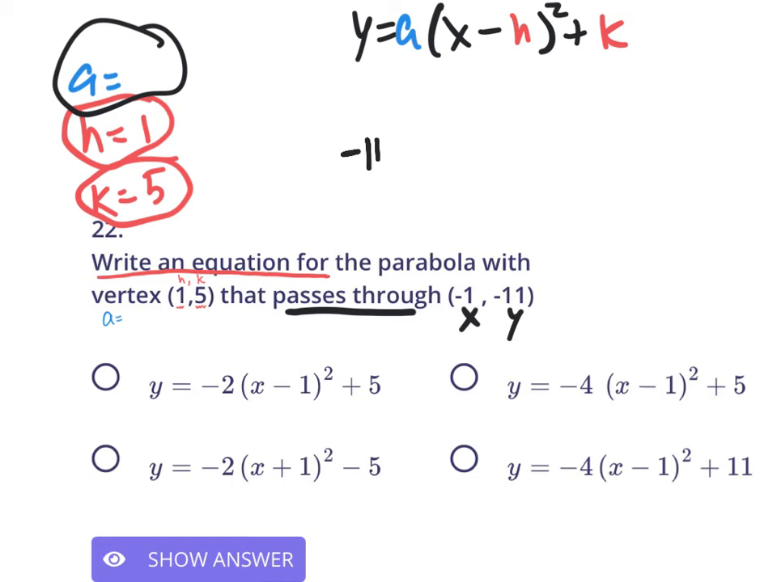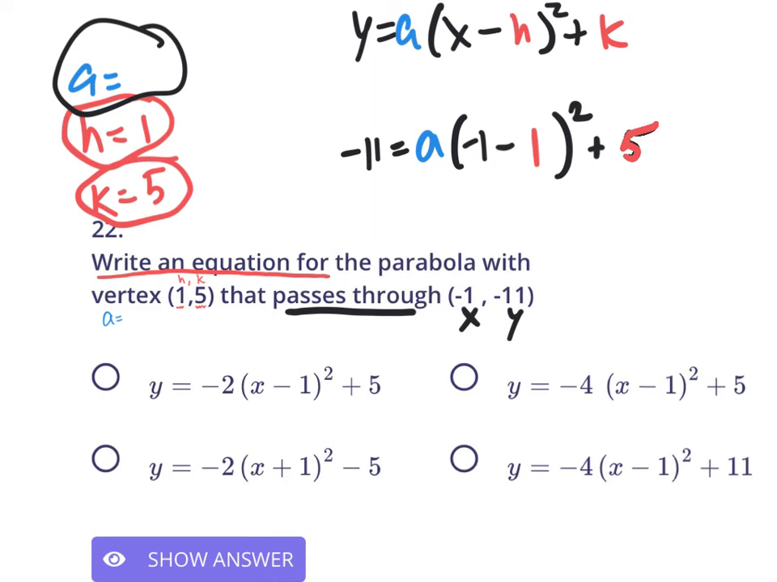-11 equals a, and we don't know a yet, so I'm just going to keep it a. That's what I'm trying to find out here. And then instead of x, I'm going to put a -1 right there. So -1, and then minus h, and we said h was +1, okay? And there is a square on the outside, and then plus k, and k we know is 5. So let's put a 5 right there.